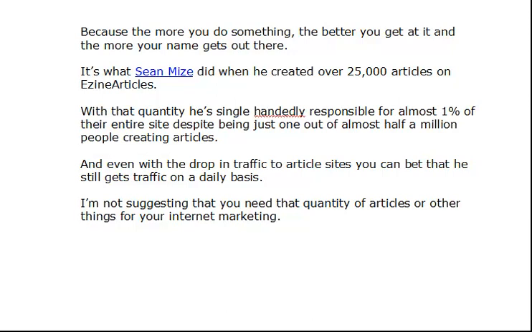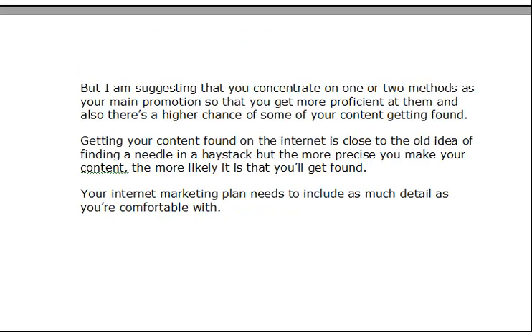And even with a drop in traffic to article sites, you can still bet that he gets a lot of traffic from those articles on a daily basis. I'm not suggesting for any minute that you need that quantity of articles or anything else, but you need to think, you need to become the expert. And that's why I suggest you concentrate on one or two methods as your main promotion, so you get more proficient at them, and there's also a higher chance of getting some of your content found.